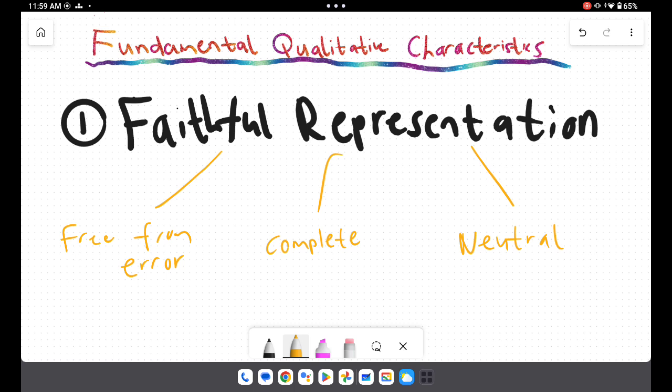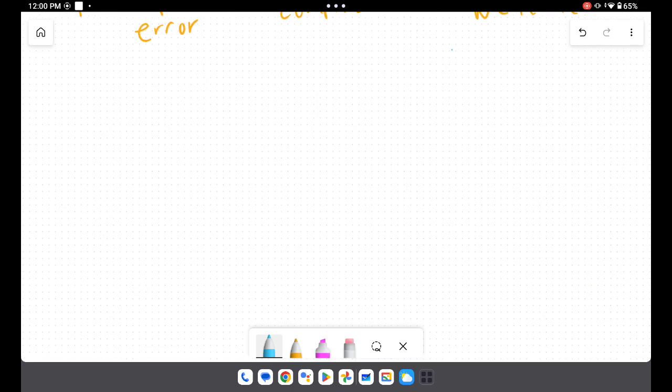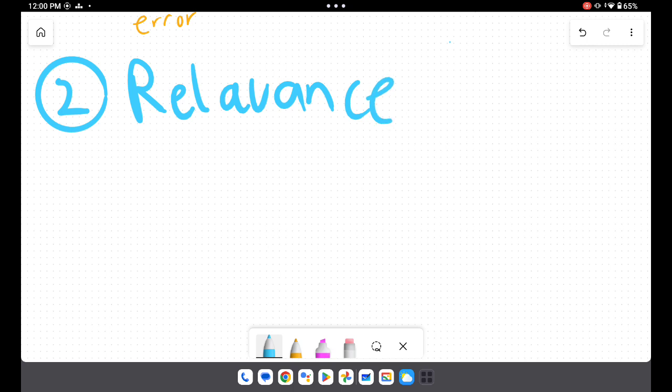So whenever they ask you to list the fundamental qualitative characteristics, you can just say faithful representation. If they ask you to list and explain, you mention these ones in yellow. Right, perfect. So let's do the second one, right? Now, faithful representation is number one. The second one will be relevance. Under relevance, there's only one thing to explain, and that is called materiality.